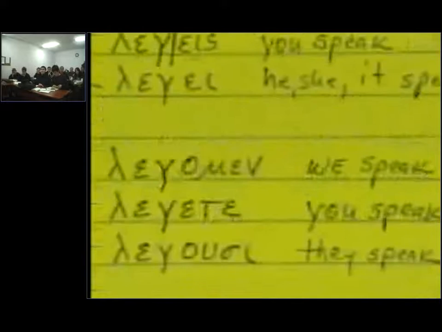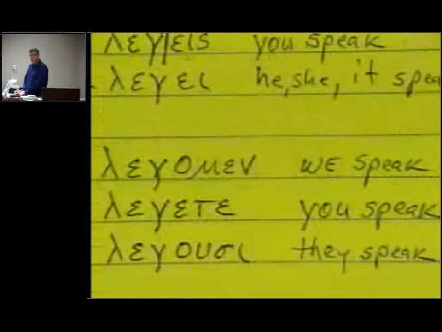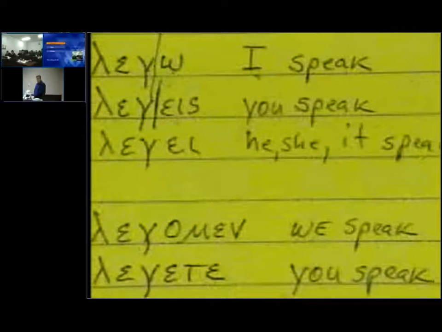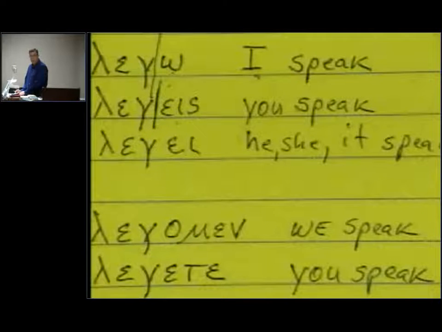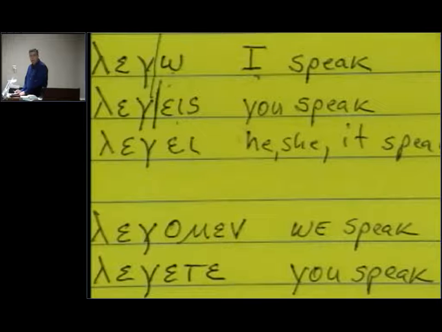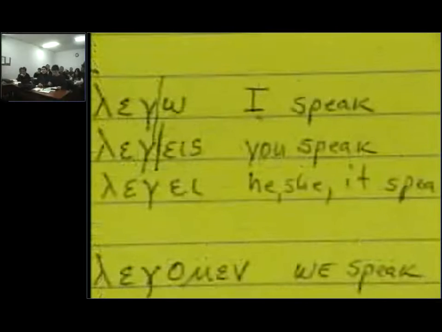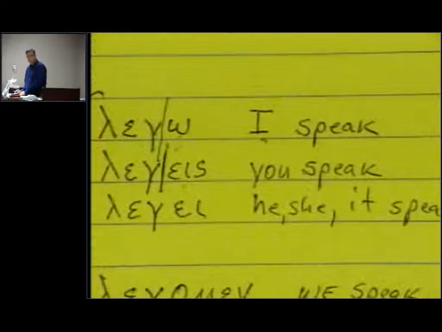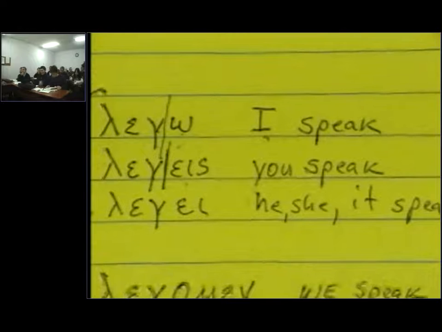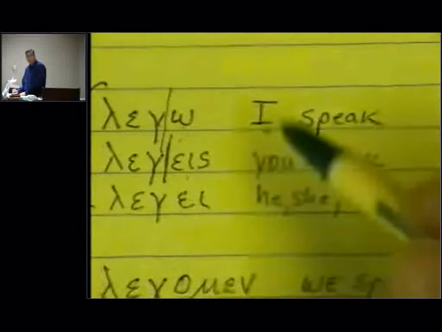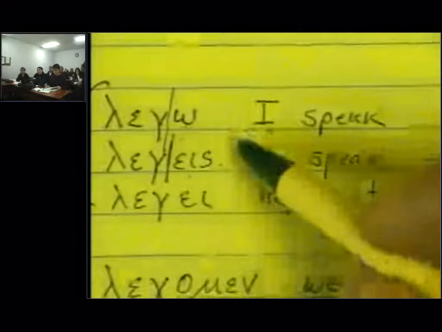We speak, legomen. He speaks, lege. You speak, leges. And I speak, lego. Now you should learn your verb paradigm like this. You should learn these verb ending patterns this way.